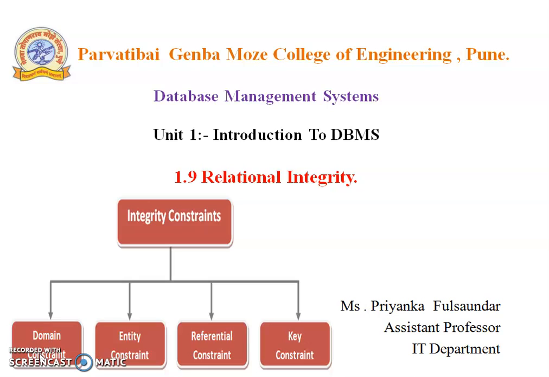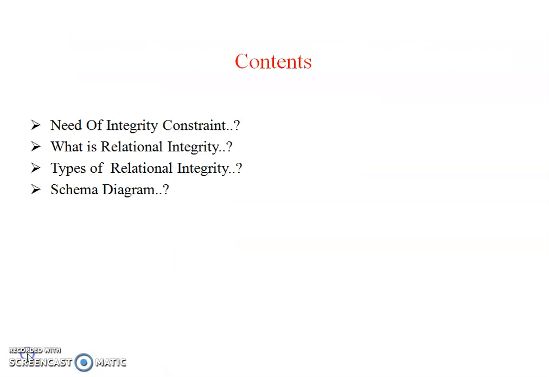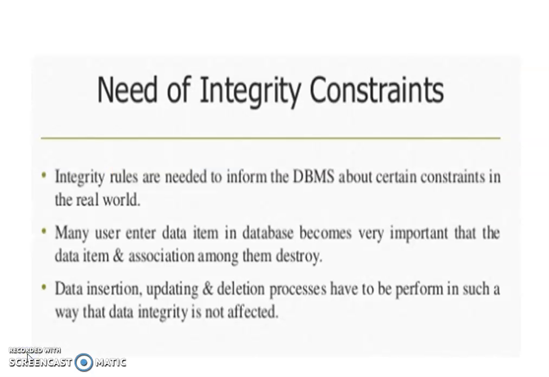In my previous video, we discussed the relational model, Codd's rules and legacy systems. In this video, we discuss integrity constraints, or we can say relational integrity. Topics covered in this video are the need for integrity constraints, what relational integrity is, types of relational integrity, and the schema diagram. First, we discuss the need for integrity constraints.